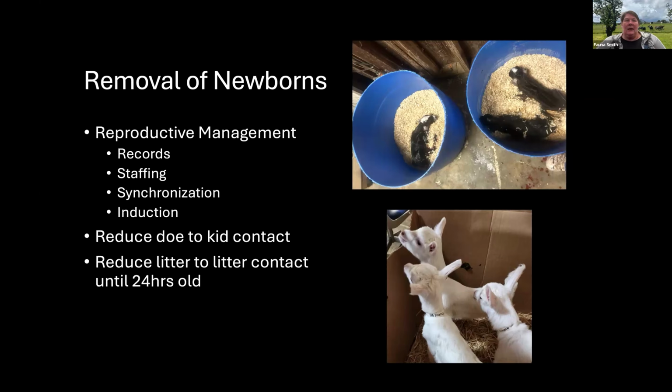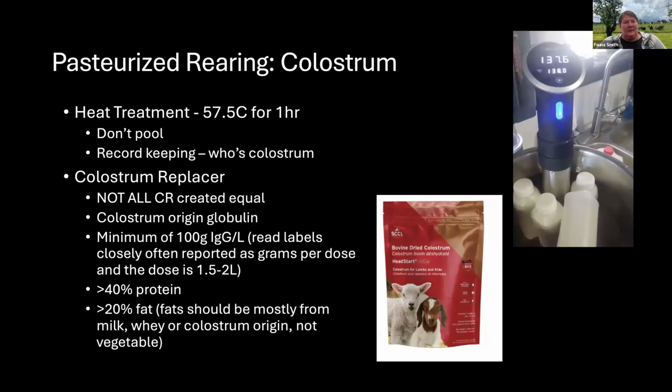And so again, having some sort of system for removing the kids. If you are in a heavily infected flock or herd, try to reduce litter to litter contact until the kids are dry. So some sort of tub or tote works really well. Cardboard boxes work really well, where each litter goes into a box until they're completely dry and then they can go into some sort of group housing. That might also help to reduce transmission of the virus.